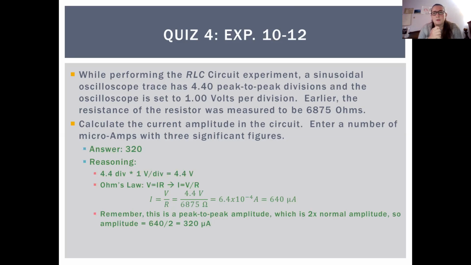But first we need to figure out what the peak to peak voltage is. 4.4 divisions times 1 volt per division gives us 4.4 volts. We can use Ohm's law then, now that we have the voltage and the resistance, to figure out the current, which ends up being 6.4 times 10 to the negative 4 amps. Or I put it into microamps because that's specifically what he asks for, 640 microamps. But again, that's the peak-to-peak amplitude, which is twice our normal amplitude. So we need to take half of that number, which is 320 microamps.